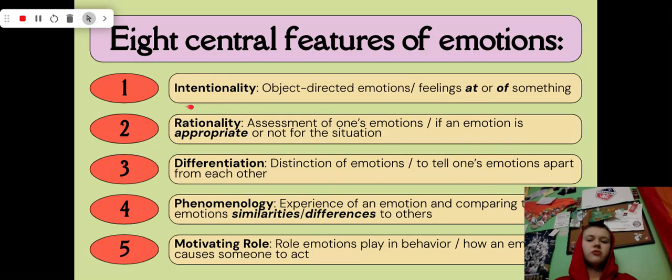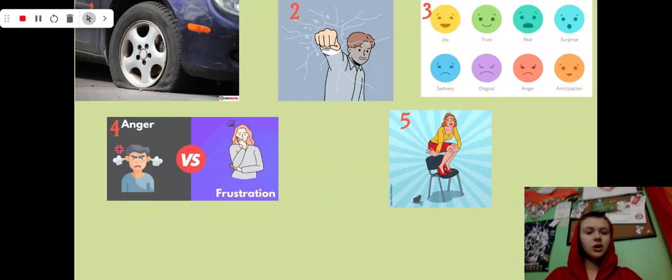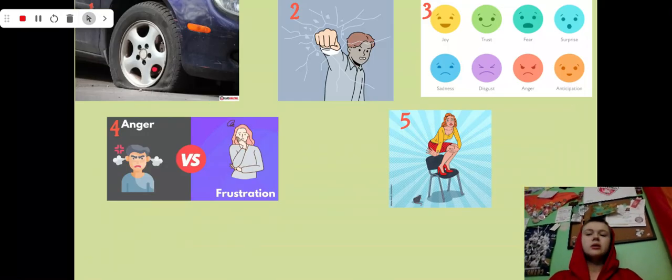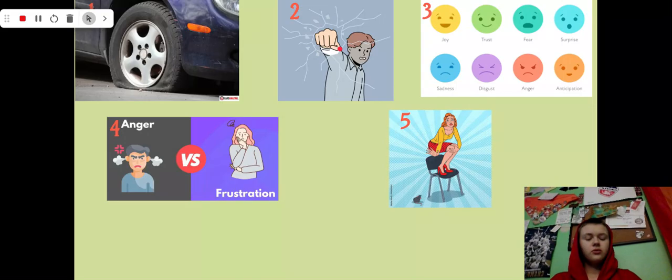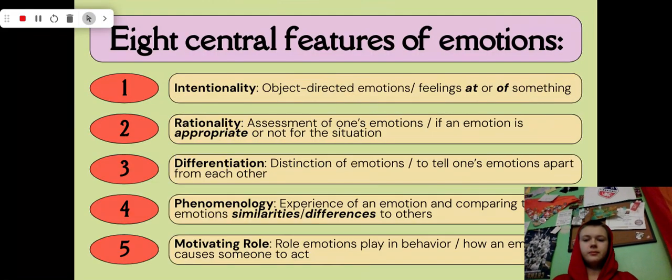Number 2, rationality. It's understanding when an emotion is appropriate for a situation or not. So, back to the flat tire example, you maybe get so mad that you have a flat tire that you punch the window and it breaks. That is not an appropriate response to getting a flat tire. So you are able to understand that and able to regulate your emotions because of that.